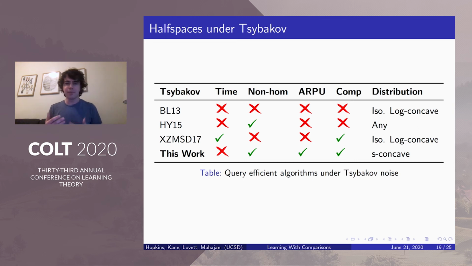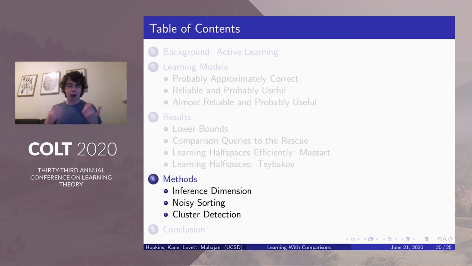And our work is somehow a mix. It works over S-concave distributions. It's reliable. It does work for general half spaces, but it's not time efficient. Okay, so let's talk a bit about our methods. What do these algorithms actually look like?